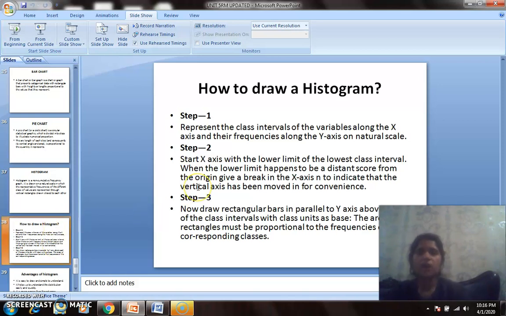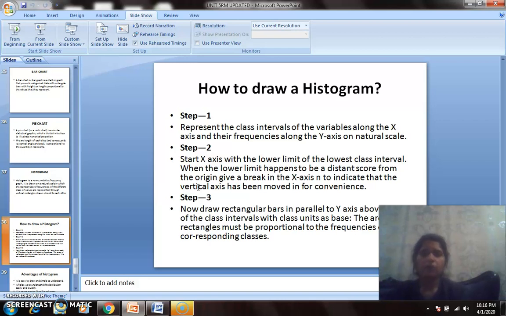Second point is to start the x-axis with the lower limit of the lower class, like 0 or 1, and move on to the higher limit. When the lower limit happens to be a distance from the origin, give a break in the x-axis to indicate that the vertical axis has been moved in for convenience. We will see the things with the help of an example, then the things will be more clear.